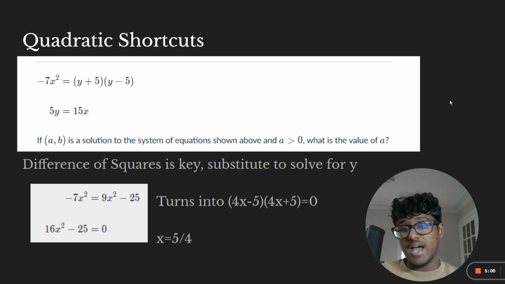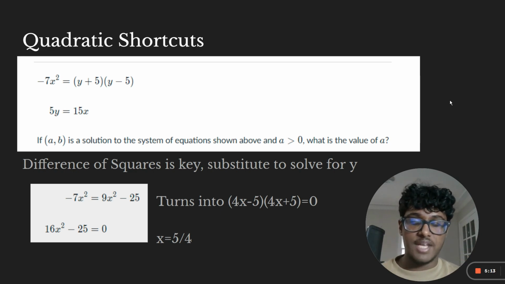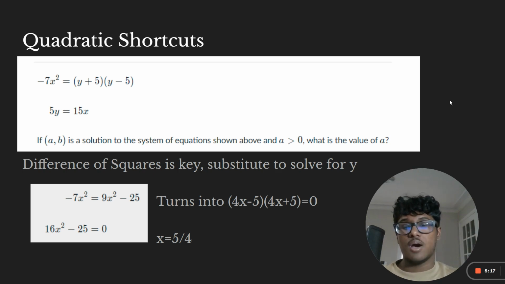Now, how do you factor that? That is, yet again, another difference of squares. It turns into 4x minus 5 and 4x plus 5. And then we instantly know 5/4 is the answer. We know the other answer can't be negative, so it would be plus and minus 5/4 if it was asking for all the roots. We only need the positive one, so that's the one we go with.